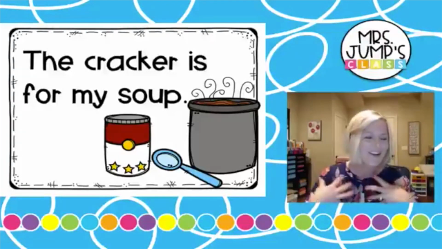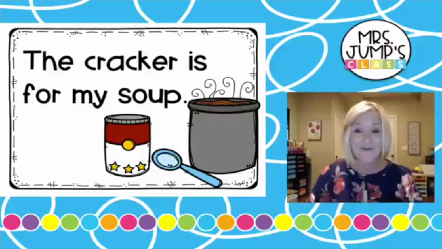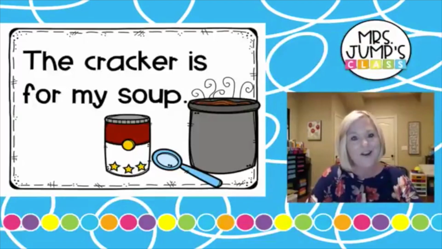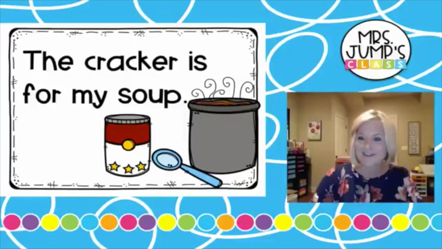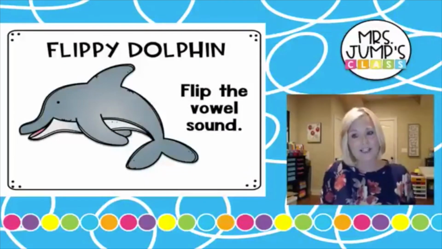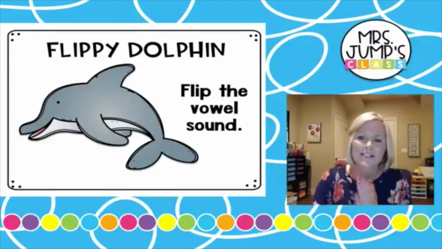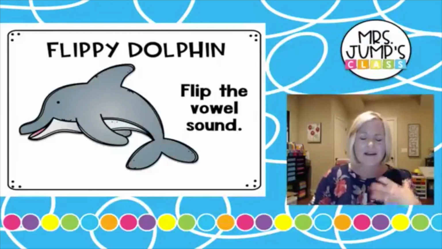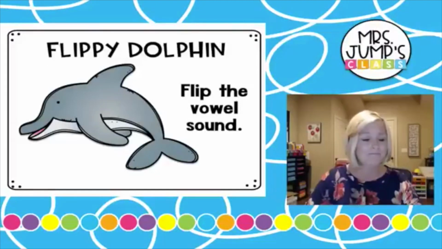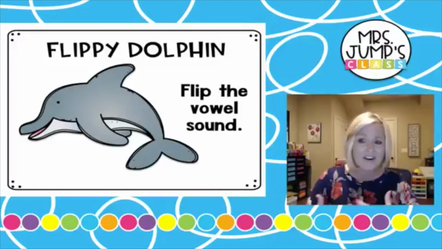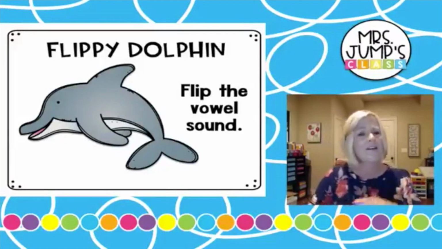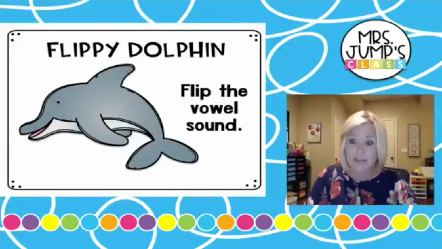So they really start getting so excited because they really have strategies that they can use to help them figure out words that they don't know. They have a variety of strategies in their toolbox now. Okay, Flippy Dolphin is the next one. We usually start doing this one at level D because it's definitely a higher level strategy. It's one that they really don't even encounter usually until they get into those level texts that are level D and above. So Flippy Dolphin, and that is that you flip the vowel sound.